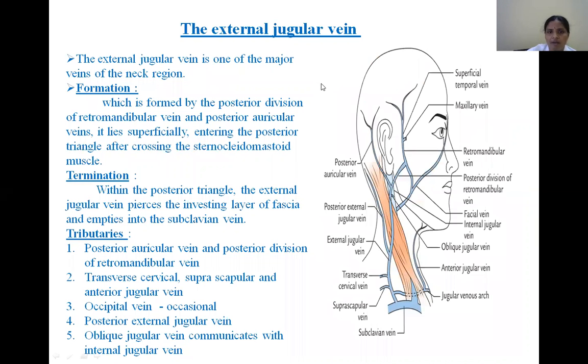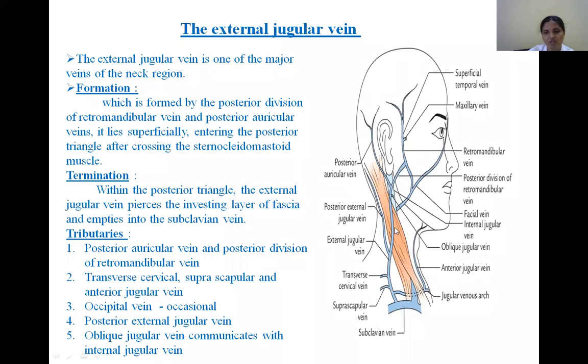One by one we'll see what these superficial structures are. What is the first important structure? Immediately once you remove the platysma, you can appreciate a vein. That is the external jugular vein. See, this is a university question, maybe a 4 marks question. So we have to write what the external jugular vein is. For any vein, we should first tell the formation, how it is formed, then its tributaries.